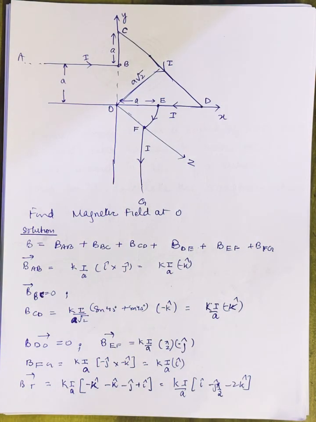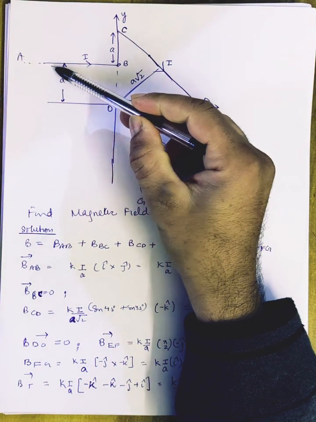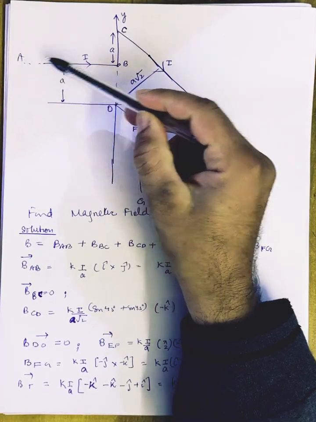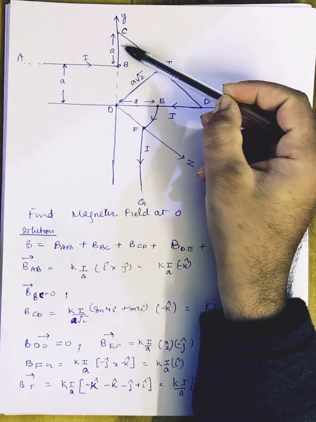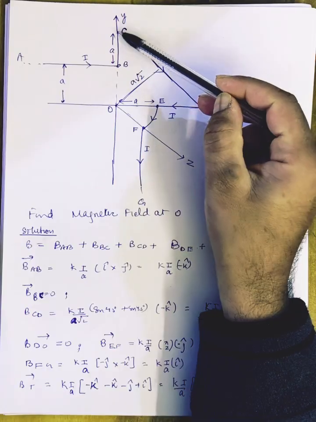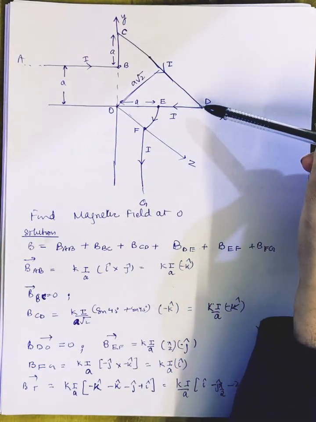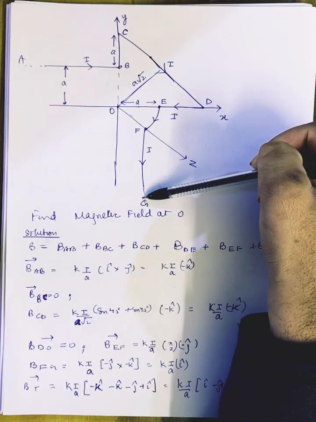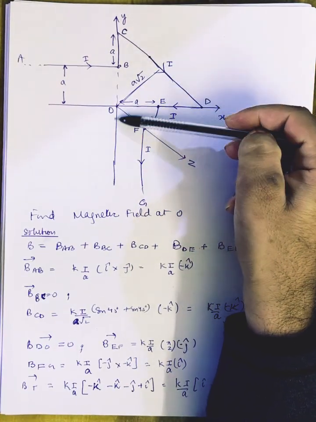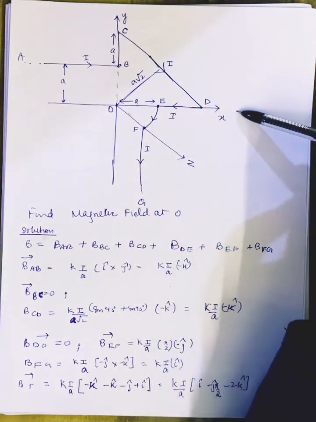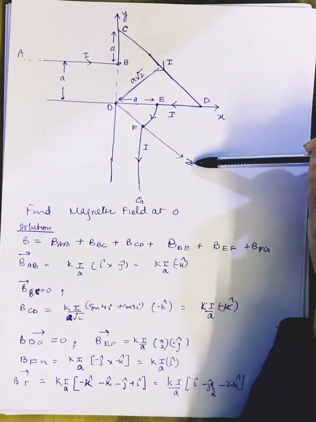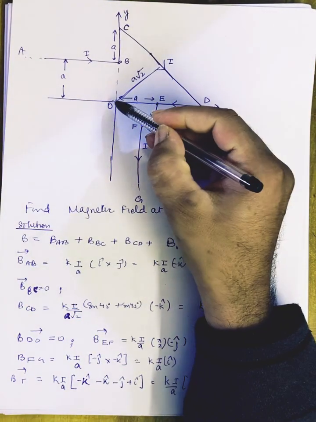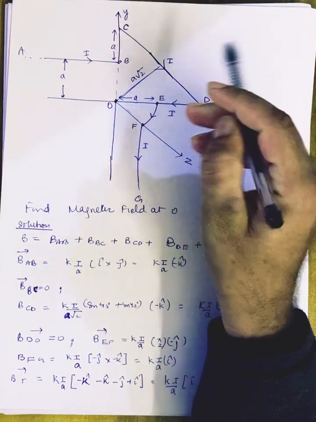As you can see in the figure here, there's a straight wire AB, infinite from one end, and then another straight wire BC. Then this wire CD, then DE, and it takes a curve and then goes down. So I'm taking this as the y-axis, this is the x-axis, and this is the z-axis. For all these wires, I have to find the magnetic field at the center O.